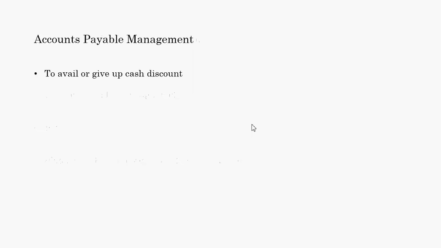Okay, let's start with accounts payable management. When you say accounts payable management, it involves how you are going to pay your supplier. When you purchase something from your supplier, the supplier is going to offer you certain credit terms. Under the credit terms, you might be given a cash discount as well. One of the important decisions that you're going to take is whether to take up this cash discount or give up this cash discount.